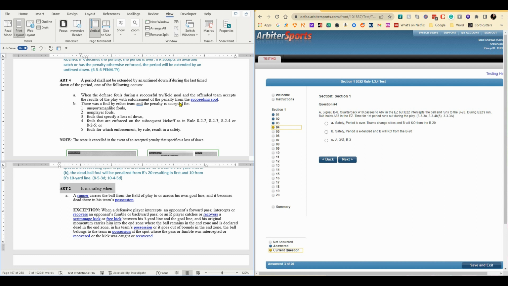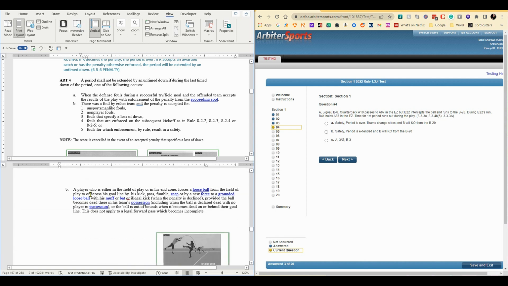Time for the first period runs out during the play. And we have the same rule references we've had in the past. It's about extending the period. The one that's missing here, I'm kind of surprised is not listed, is 8-4-2, which is a safety win, right? So, it's a safety win. There's a bunch of different ones.